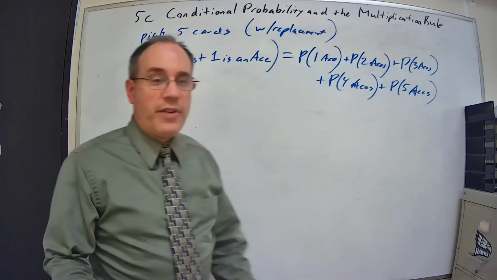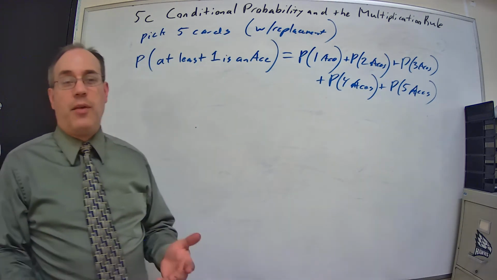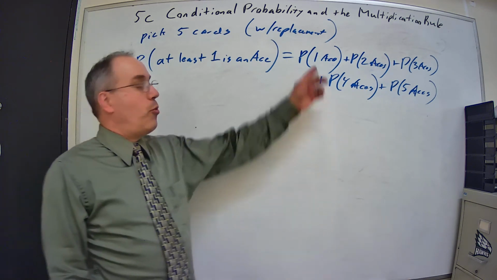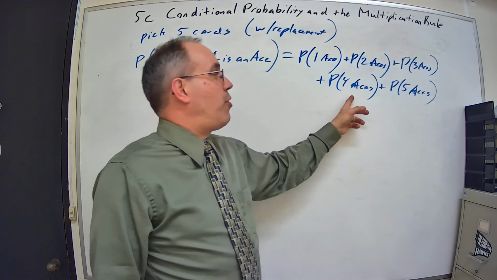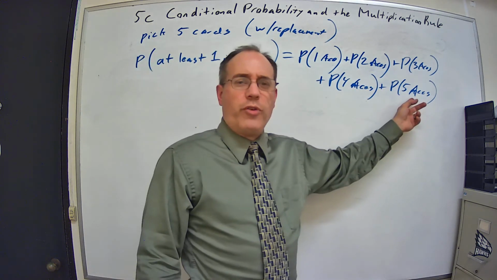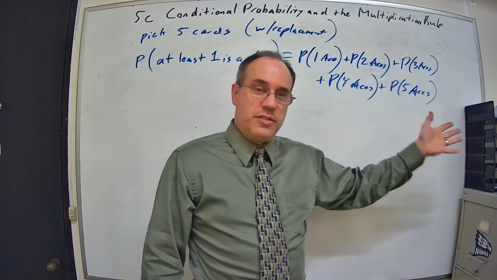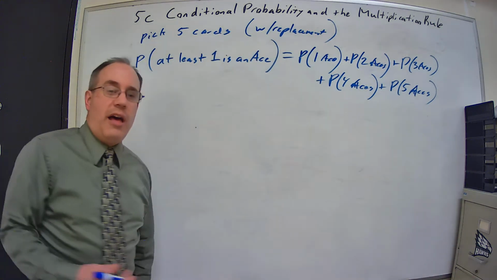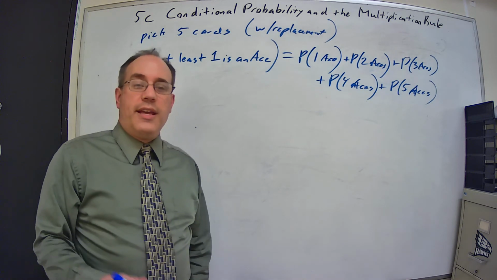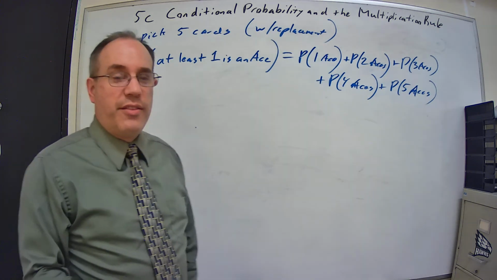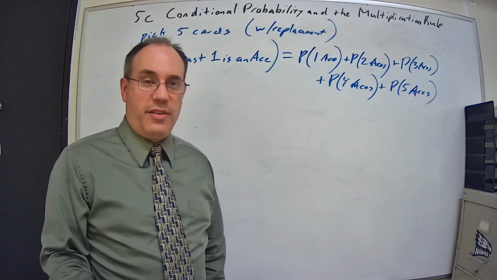For 2 aces, now I've got to look at all the different ways that I can end up with 2 aces, which there are more than 5. They keep coming. All the ways I could end up with 3 aces, all the ways I could end up with 4 aces, and there is only one way I could end up with all aces, right? They're all aces. So that's a lot of calculations. What we're going to do is bring in the rule of complements.